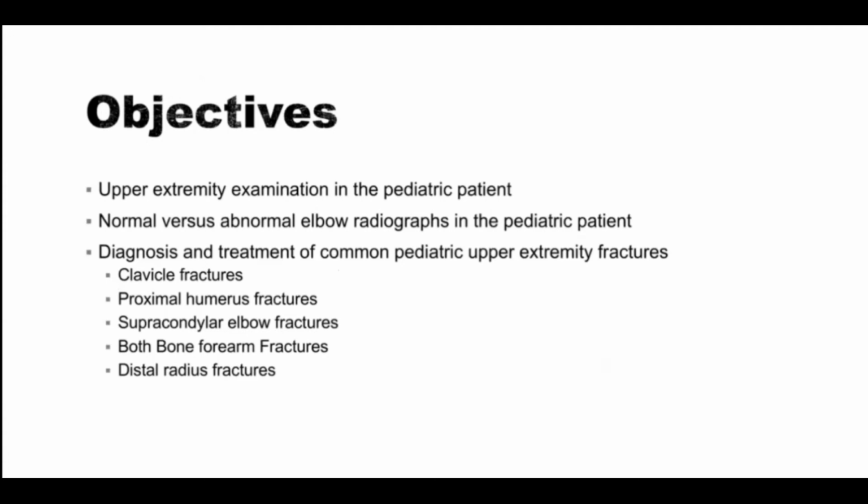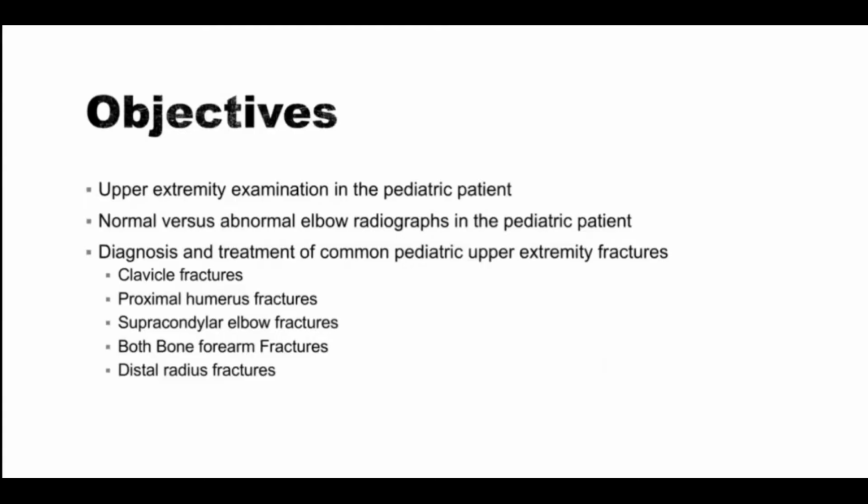We're going to talk a little bit about examining the pediatric patient, what normal and abnormal x-rays of the elbow look like, and then some of the very common pediatric upper extremity fractures. These aren't all inclusive, but we'll talk briefly about clavicle and proximal humerus fractures, and then spend a lot of our time on supracondylar fractures, both bone forearm fractures and distal radius fractures, which are kind of bread and butter pediatric orthopedics.